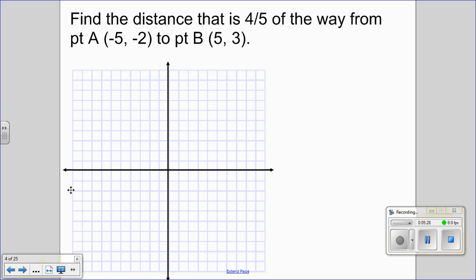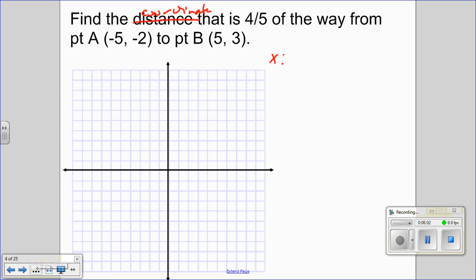Alrighty, this one, we're going to find the distance that is 4/5 of the way from point A to point B. I'm going to change that up to say find the coordinate or the points that is 4/5 of the way from A to B. In order to do that, you must first deal with your x's only.